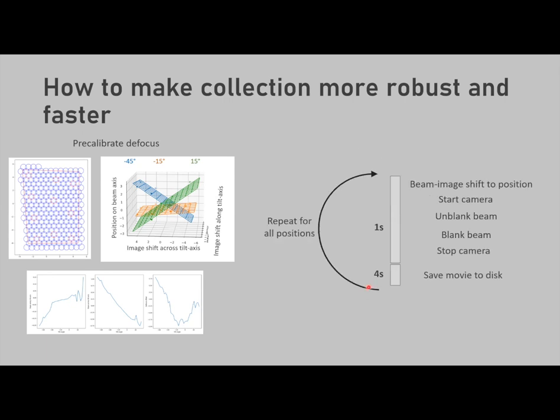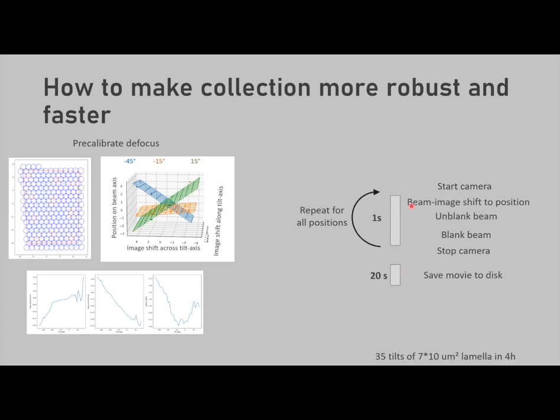But unfortunately, that only gives us about a 2-fold speedup, because it still takes a lot of time, at least for the K3, to end an exposure and save the movie to disk. In order to overcome this, there are now very nice approaches to collect tilt series faster, where you keep the camera on and keep exposing the camera as you tilt the stage. So you only collect one movie, and it's a lot faster. And I've been using the same thing.